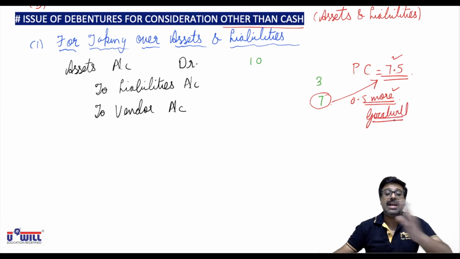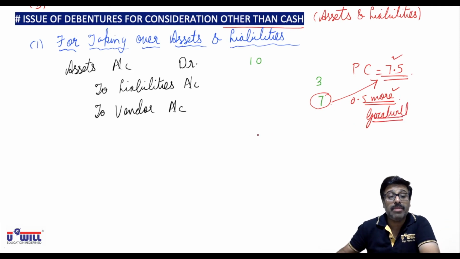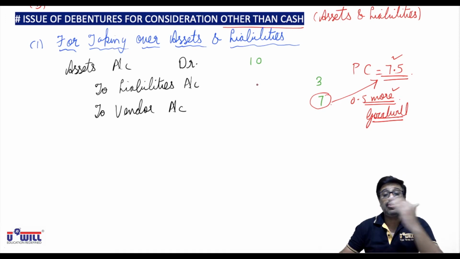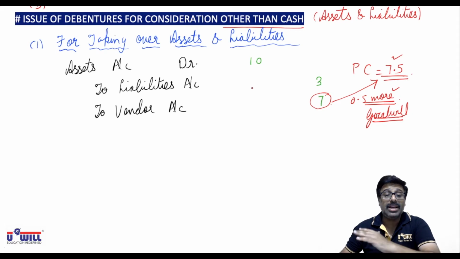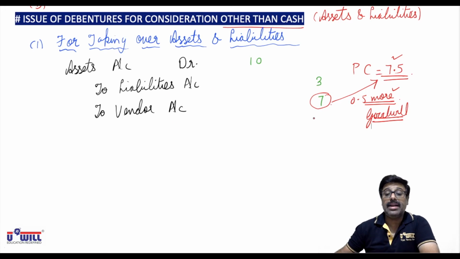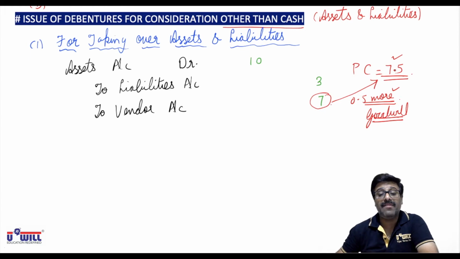Okay, you will debit that amount to goodwill account. Means your journal entry would become assets account debit 10 lakhs, goodwill account debit 50,000, because 50,000 also you are paying, but you are not getting anything against that. So in your business, you will show it as goodwill, intangible asset. To liabilities account 3 lakhs, and to vendor account what you are supposed to pay is 7.5 lakhs.